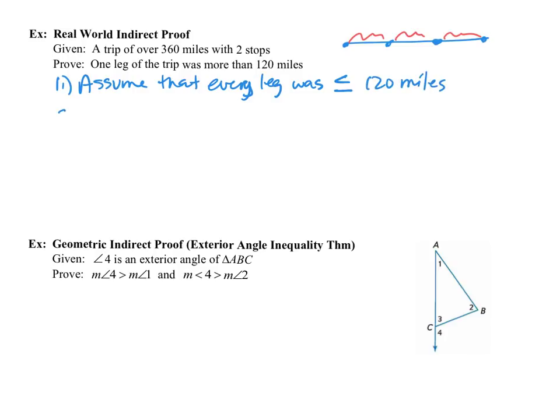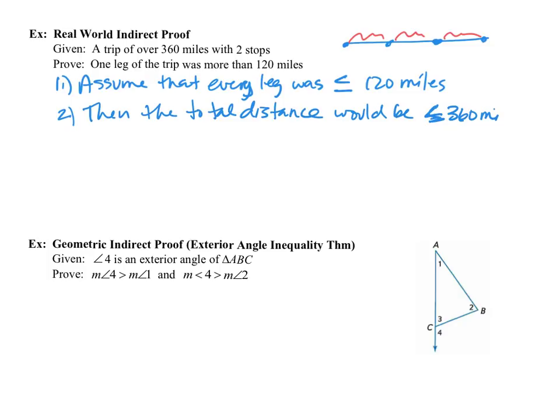Well, if that were true, if I have these 3 legs and they're all less than or equal to 120 miles, that means the total of these 3 parts of the trip would be less than or equal to 360. That's where we find our contradiction. The total distance that we traveled would be less than or equal to 360 miles. That's our contradiction, because remember, we assumed that the trip was over 360 miles.